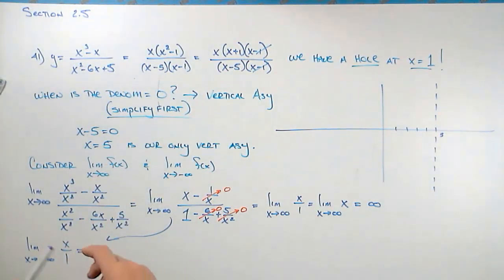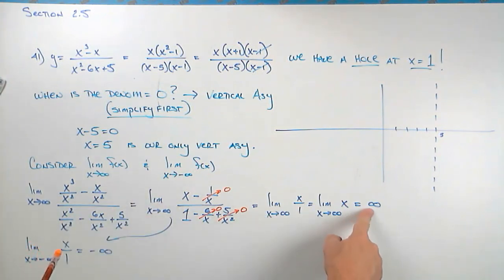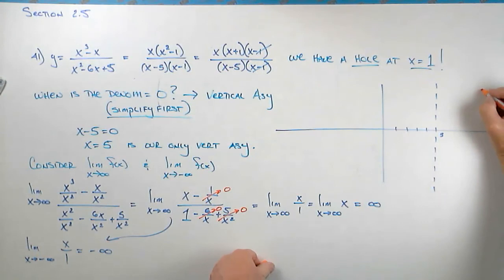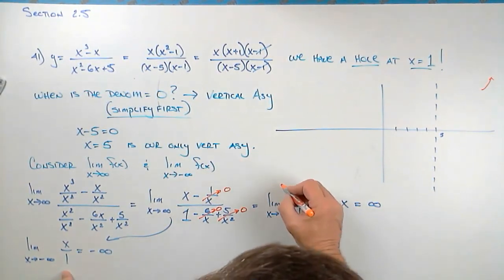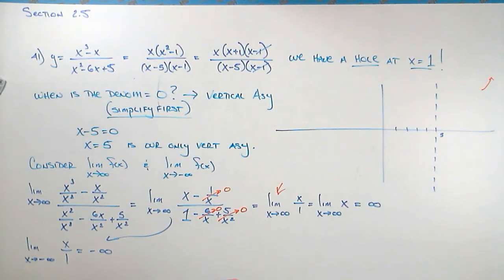We know our function as x grows without bound. Our function grows without bound. So we know our function is going to infinity over here. We know as x goes to negative infinity, our function is going to negative infinity. So our function goes down this way over here. We don't have any horizontal asymptotes.